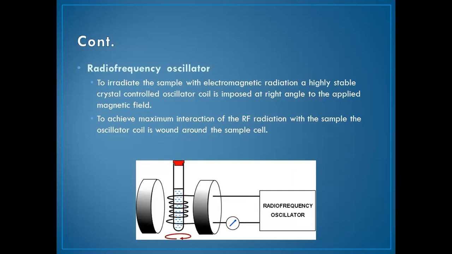Second is the radio frequency oscillator. To irradiate the sample with electromagnetic radiation, a highly stable crystal-controlled oscillator coil is imposed at right angle to the applied magnetic field. To achieve magnetic interaction of the radio frequency radiation with the sample, the oscillator coil is wound around the same sample cell. This is the radio frequency oscillator as shown in the picture.